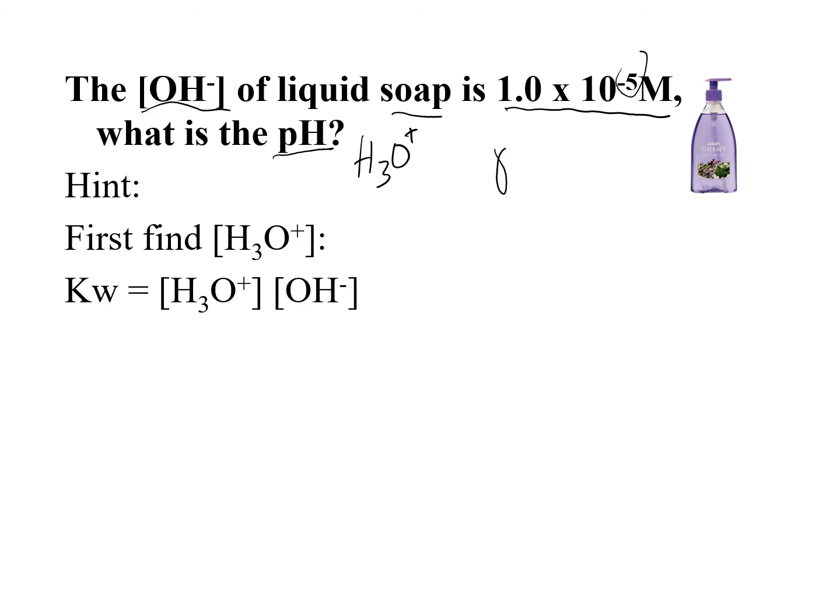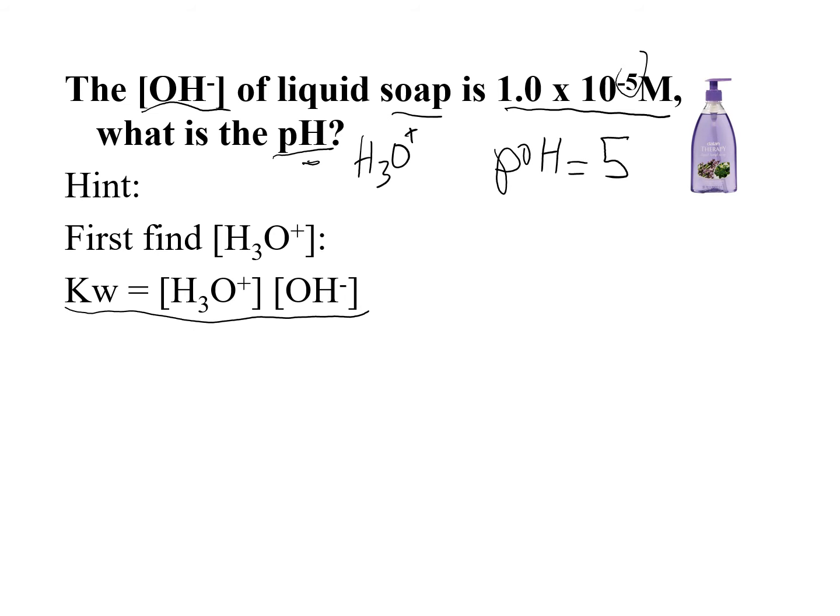There is something that's called pOH. pOH is the power of the hydroxide ion concentration. So for that pOH, you could take the exponent and your pOH would be 5. But we're looking for pH, the hydronium ion concentration, so we can solve for that using our formula.